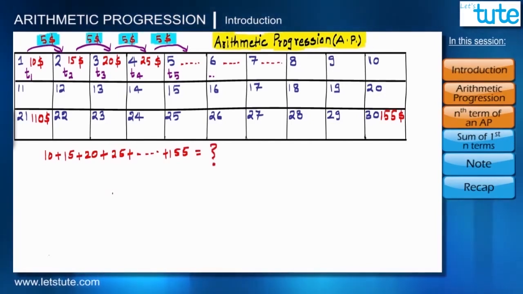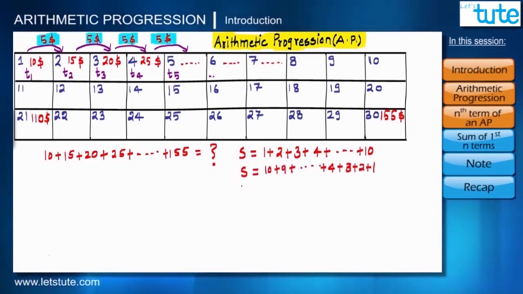You know friends, a similar kind of question was asked to a boy in a school, that is, what is the addition of the first 10 counting numbers? That boy answered this question very quickly. Let us see how. What did he do? He wrote this expression as S is equal to the summation of all 10 counting numbers. And then again he wrote this expression but in reversing order. Then he added these two expressions.